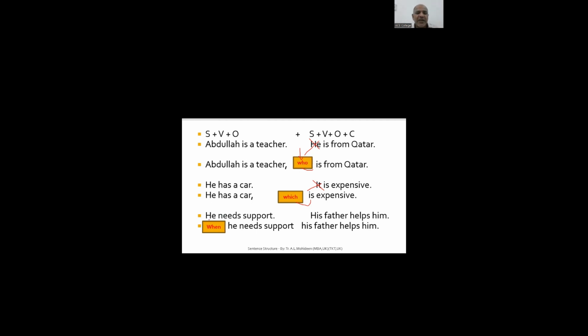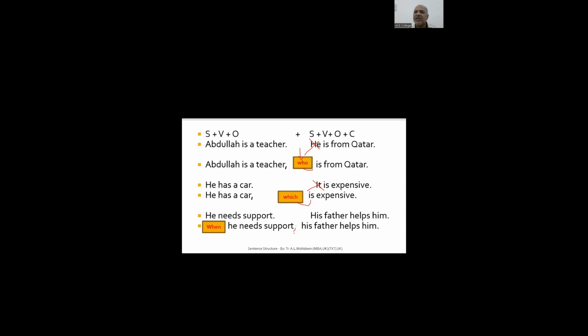So for example, "He needs support. His father helps him." So, when he needs support, his father helps him. So you can put a comma here. You have to change the full stop into a comma. "When he needs support, his father helps him." Full stop.